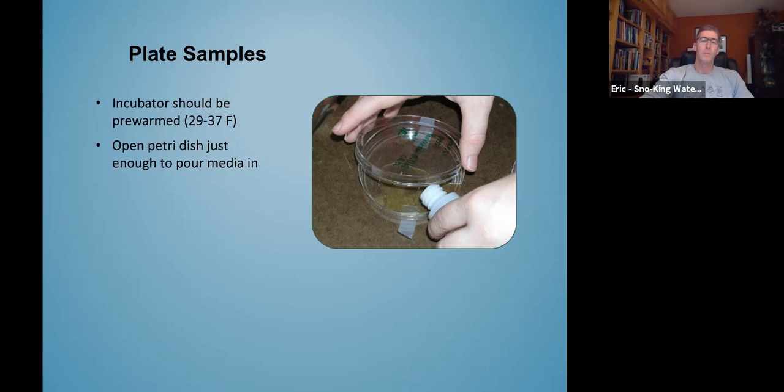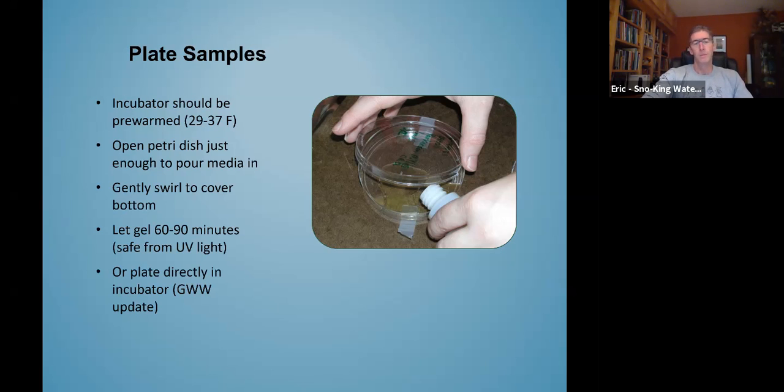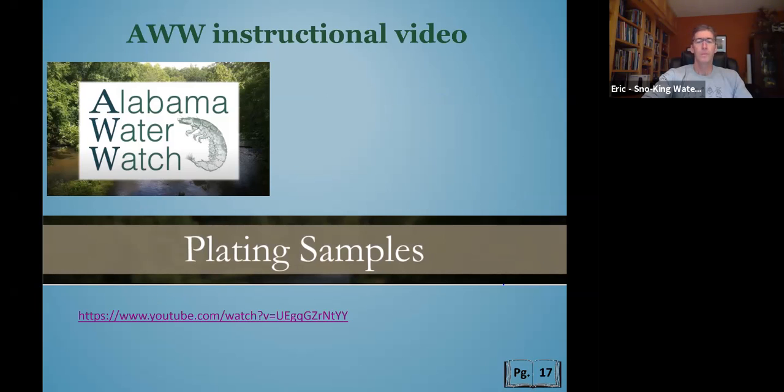So you'll open it up, pour the media in, swirl it to cover the bottom, but not too much because you don't want it going way up the sides. That'll make it difficult to count colonies. Like I said, we used to let it gel first. Now we just plate it right in the incubator and then incubate it. So I'm gonna show you guys a video on how to do plating.